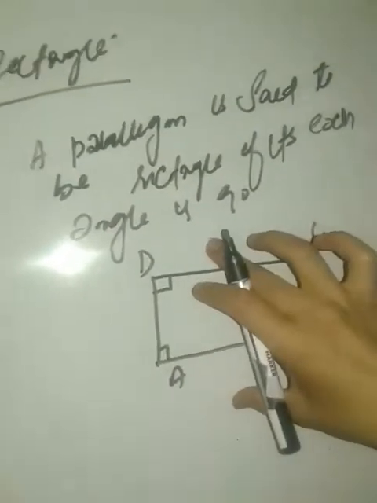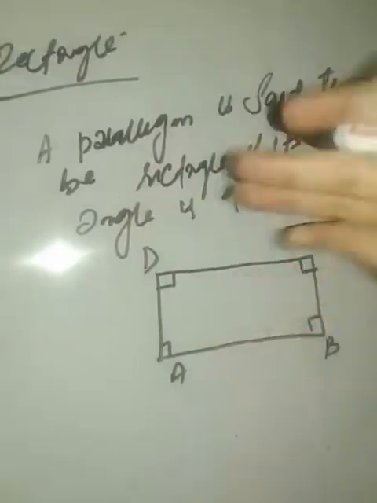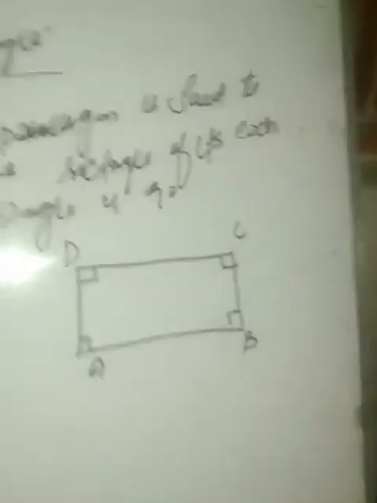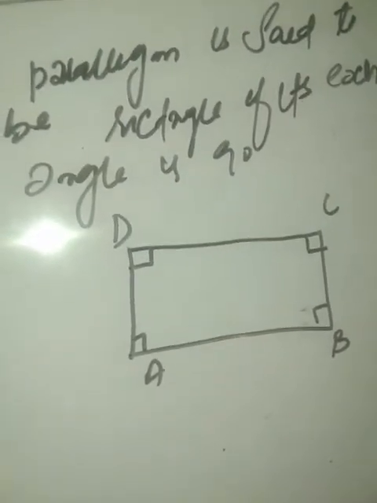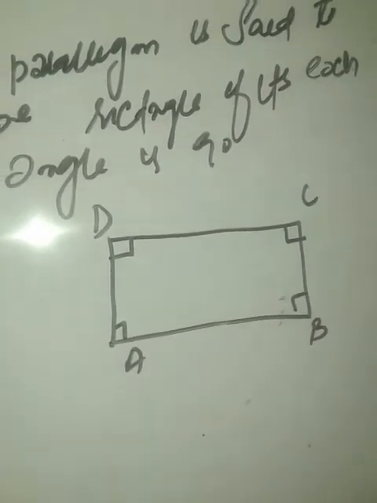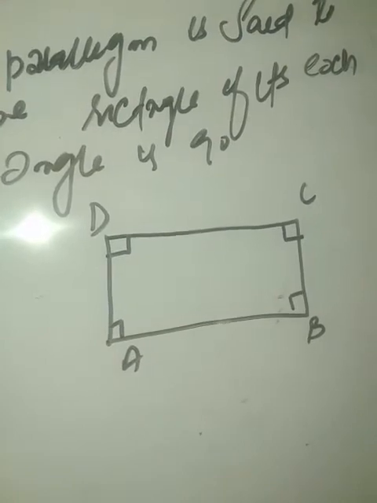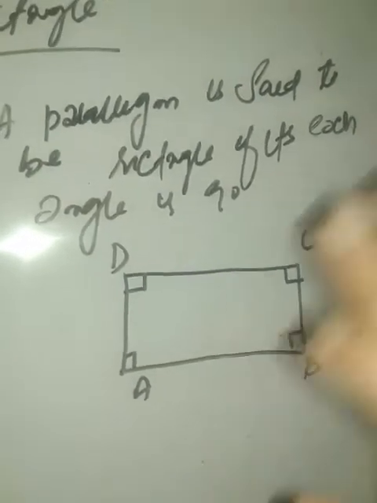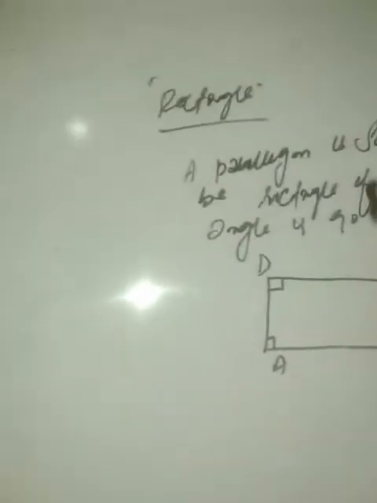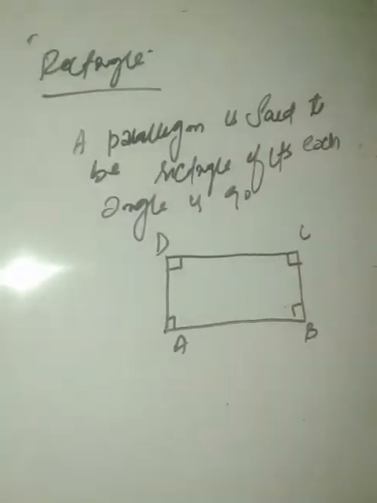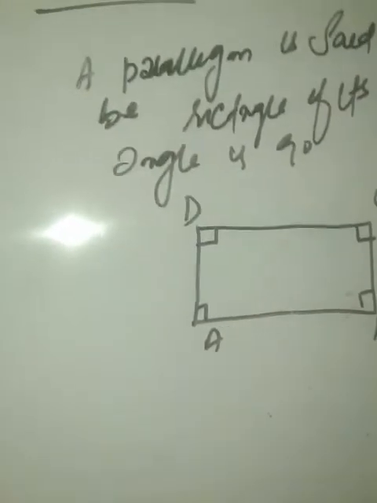Actually these are equal. Opposite sides of the rectangle are parallel and equal. But we will not discuss this concept here, because when we read some more concepts regarding this, we will redefine the parallelogram at that point, and you can see that the opposite sides of a parallelogram are also equal. We have to prove that later.